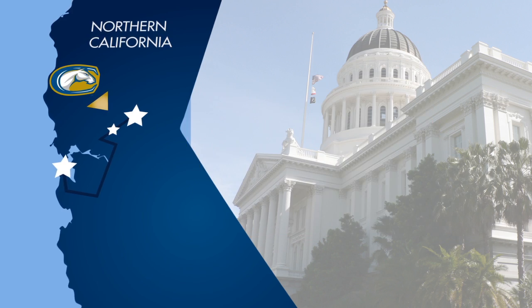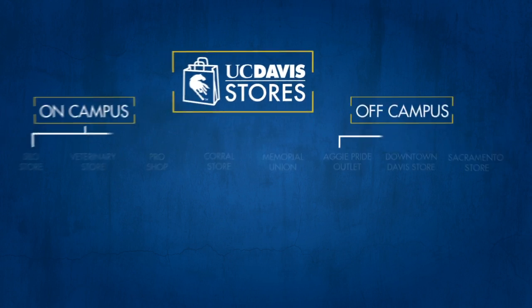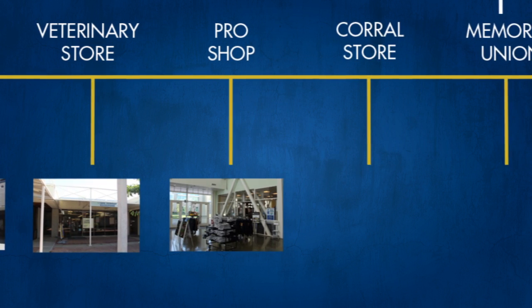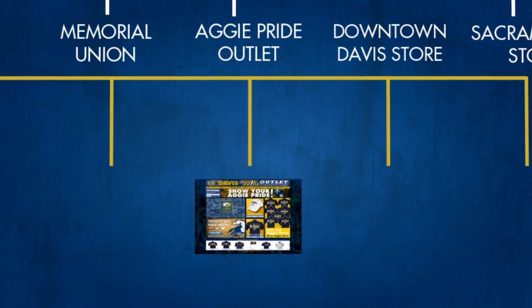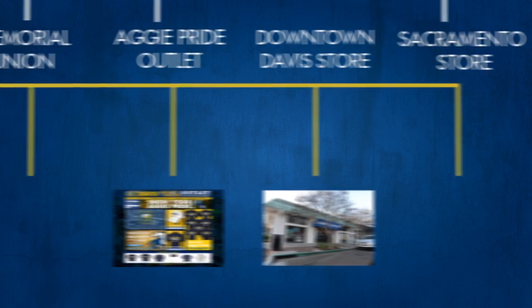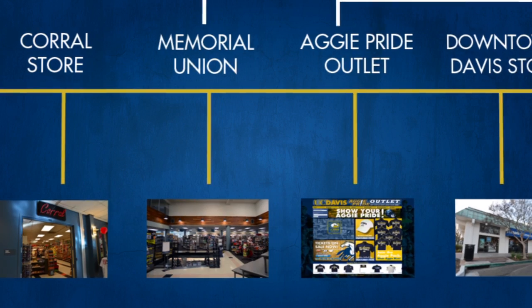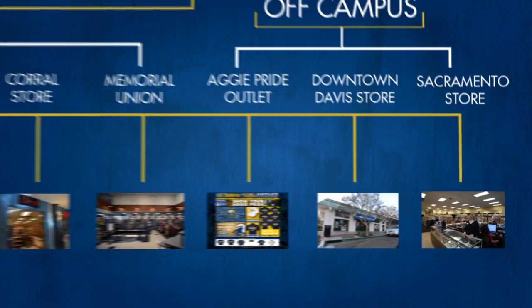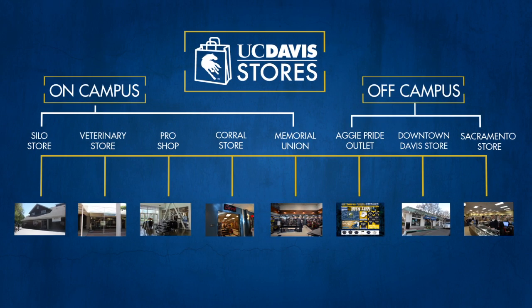In Northern California, we have 32,000 students. We operate 8 retail locations and an off-campus warehouse. Our main store is located in the Memorial Union. We also operate a law store, a veterinary store, a recreation center store, a stadium store, a convenience store, a store downtown, and an off-campus warehouse, which are all located in Davis, California. We also operate a medical center bookstore, which is at our medical center in Sacramento, California.